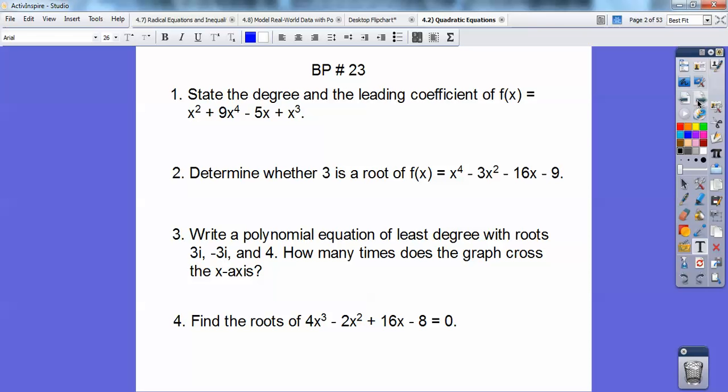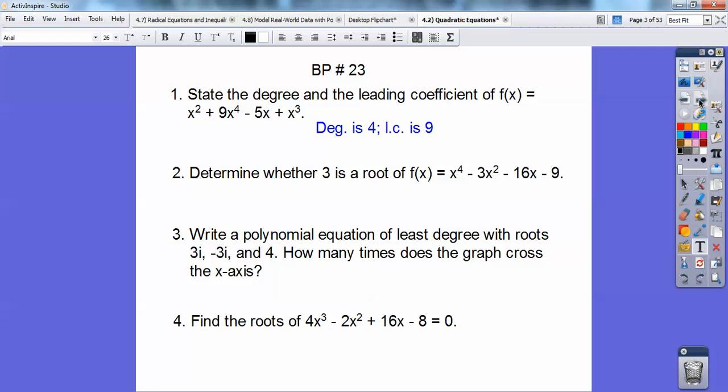State the degree and the leading coefficient of f of x equals x squared plus 9x to the fourth minus 5x plus 3. Okay, this 4 is my degree, because it's 9x to the fourth, the highest power, and the number in front of your degree maker is your leading coefficient. So 4 is the degree, 9 is the leading coefficient.